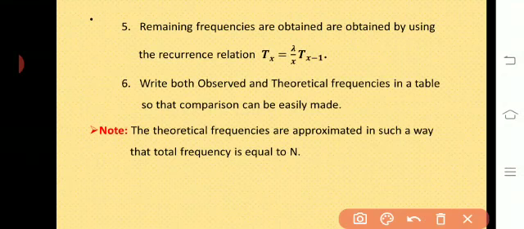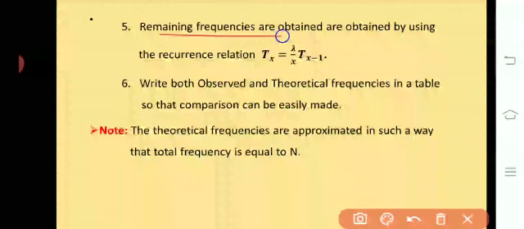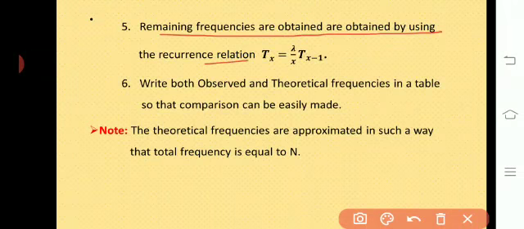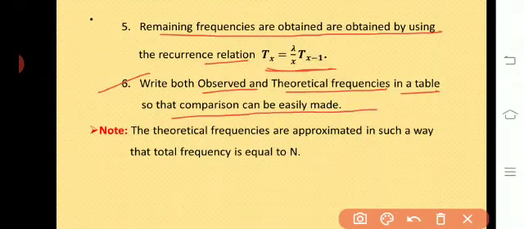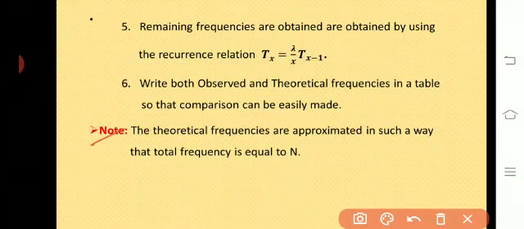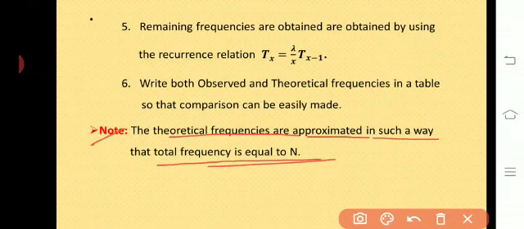Then the fifth step is that the remaining frequencies are obtained by using the recurrence relation, that is Tx is equal to lambda divided by x into T of x minus 1. And the last step is to write both observed and theoretical frequencies in a table so that comparison can be easily made. So these are the steps for the fitting of Poisson distribution. We have to note that the theoretical frequencies are approximated in such a way that the total frequency is equal to capital N.